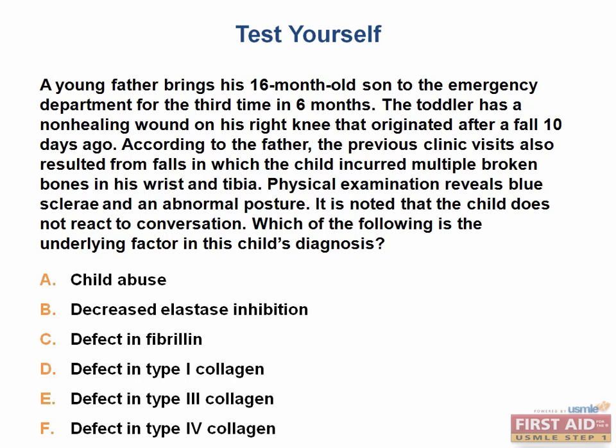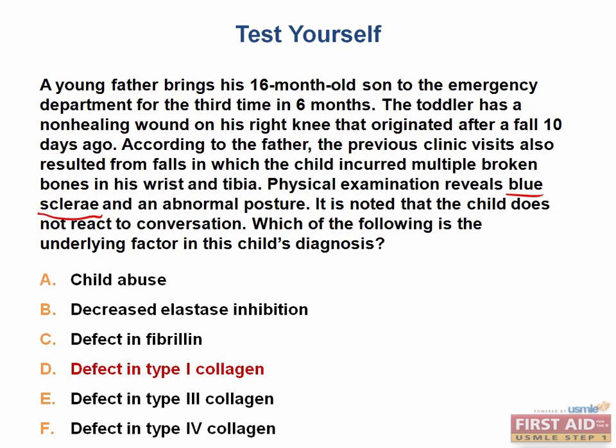Okay, so what's going on here? Well, you've got a kid who is repeatedly breaking bones, which can mean one of two things. He's being abused, or his bones are easily breakable. The giveaway here is the blue sclera, which you would not see in child abuse, but you do see in a certain disease that makes you prone to breaking bones. In fact, it has the nickname brittle bone disease. So the answer here is choice D, a defect in type 1 collagen, which is osteogenesis imperfecta.